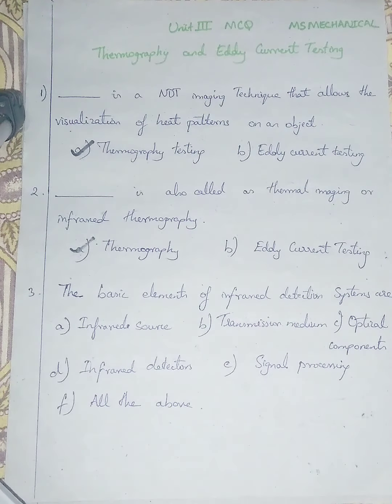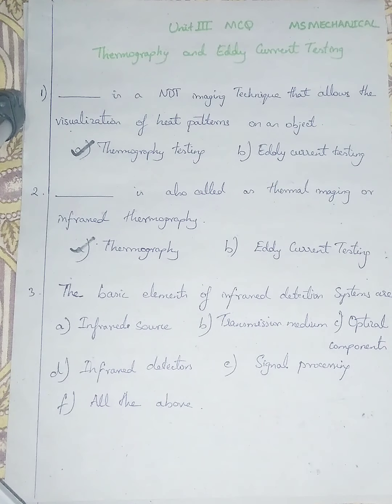Question number 3. The basic elements of infrared detection systems are. What are the basic elements of infrared detection systems? Option number A is given as infrared source. Option number B is given as transmission medium. Option number C is given as optical components. Option number D is given as infrared detectors. And option number E is given as signal processing.